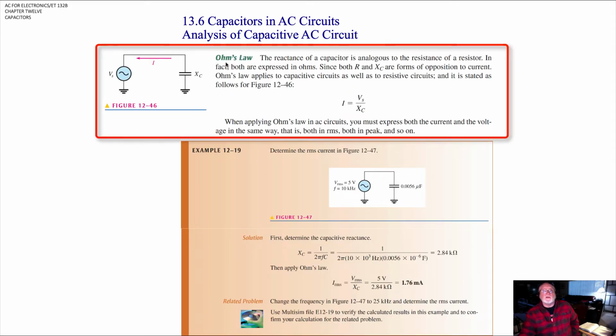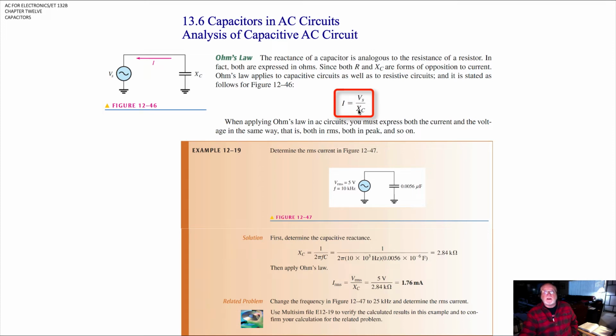We can also use our Ohm's law relationship for reactance. The reactance of a capacitor is analogous to the resistance of a resistor, because it's just a resistance value. So we can apply Ohm's law since R and X sub C are forms of opposition to current. Ohm's law applies to capacitive circuits as well as resistive circuits. So we can state for current, which is E over R, V sub S over X sub C, we can come up with our values.